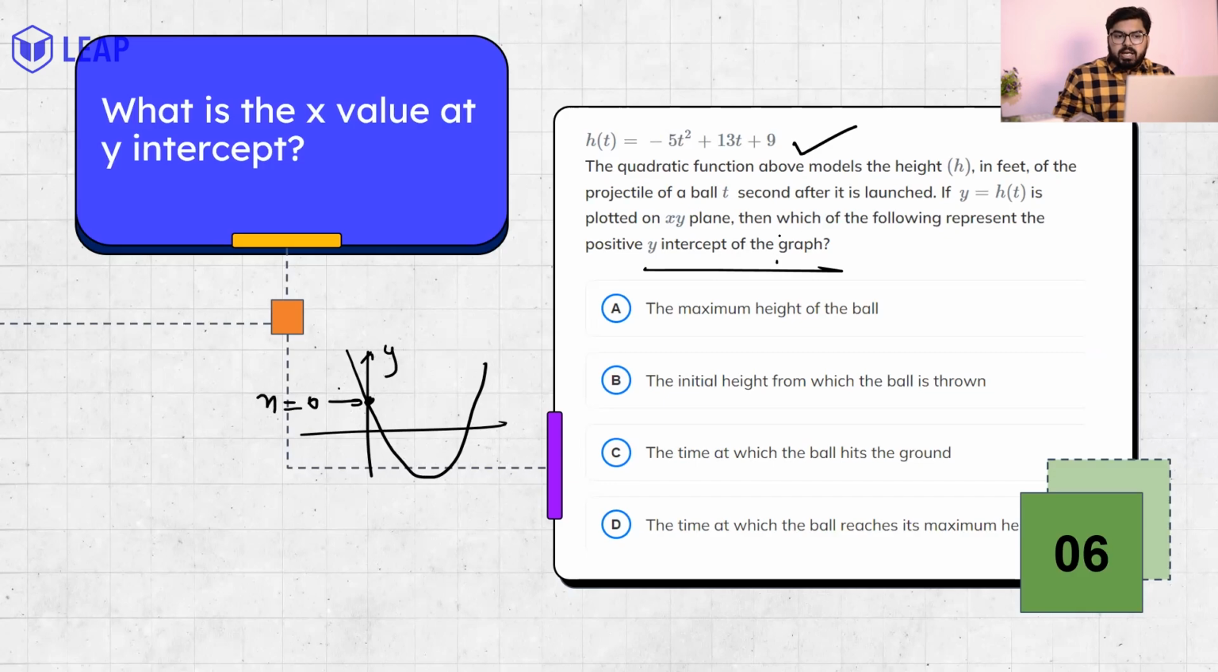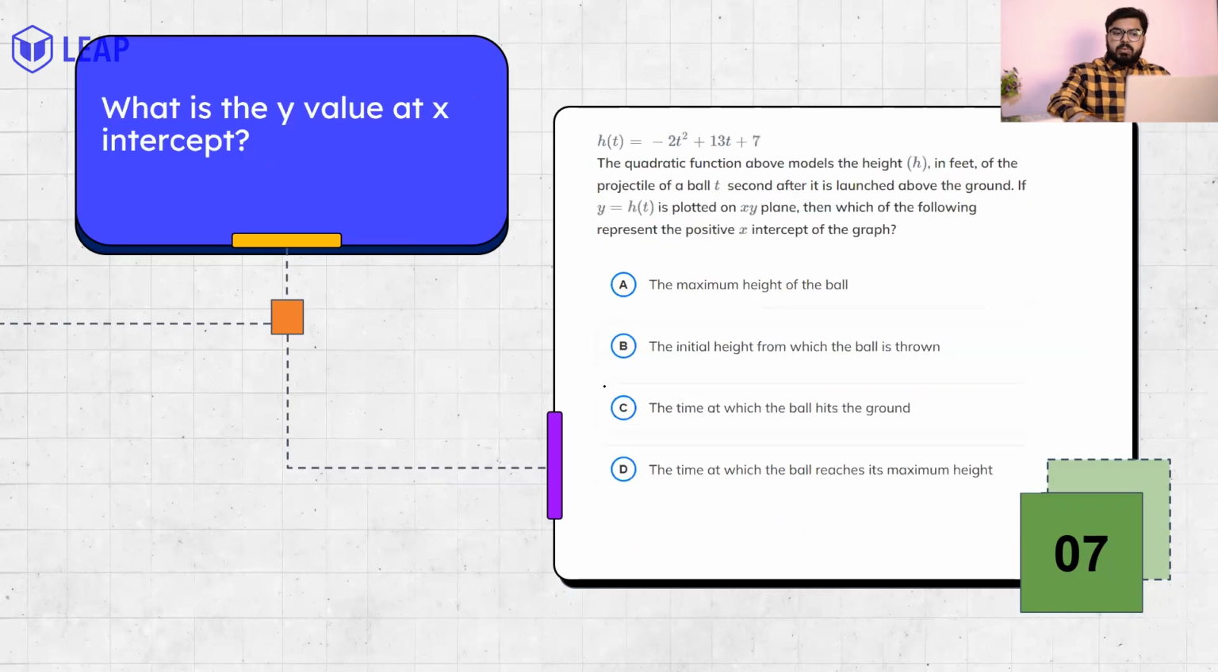The x value is 0 over here, right? So in order to get the y-intercept, you have to put x as 0. And what is x over here? Time. So when you put time as 0, you get h of 0 equal to 9, which means it is the height when time is 0. So when the time is 0, it is the initial height. So what does the y-intercept represent? The y-intercept represents the initial height. Okay. Similarly, next question, pause it and come back.